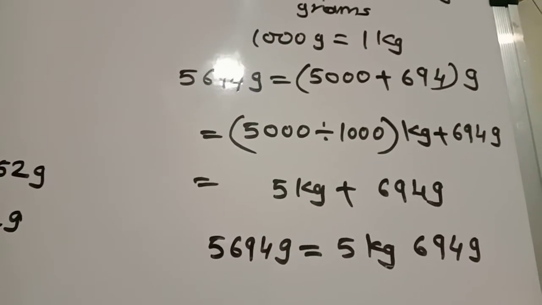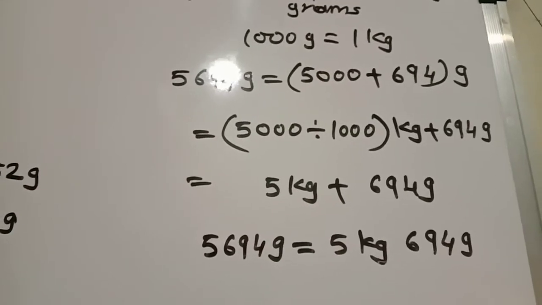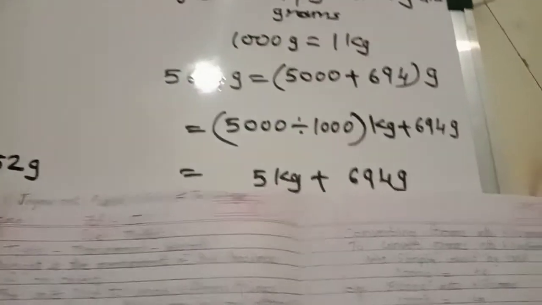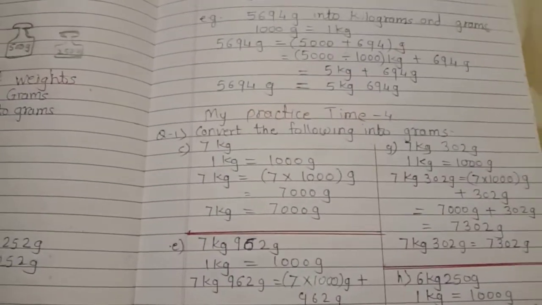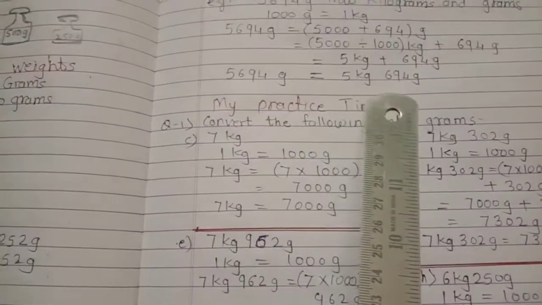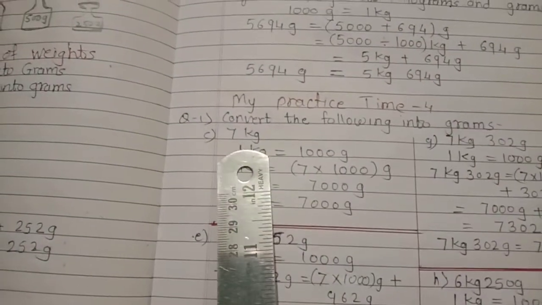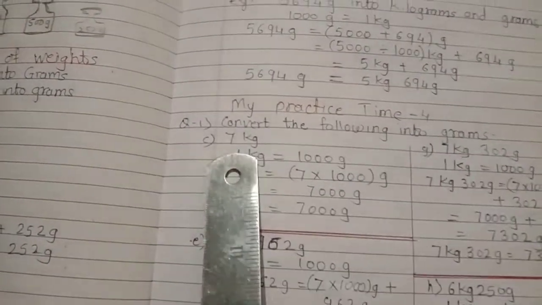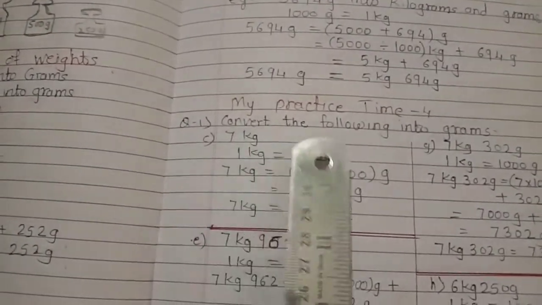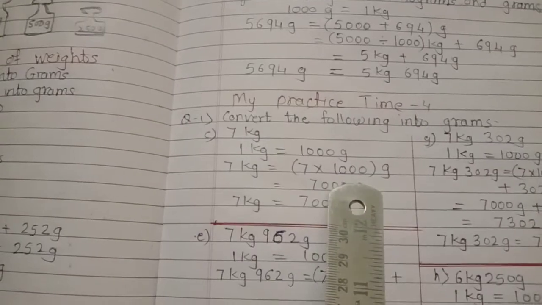Okay, now we will solve My Practice Time 4. Here the same problems you have to solve. See here, My Practice Time 4. Convert the following into grams. Here 7 kilogram. If you convert kilogram into gram, multiply by 1000.